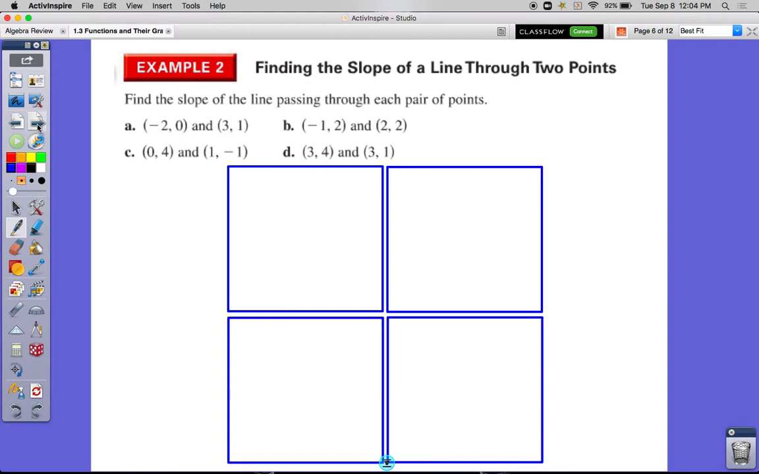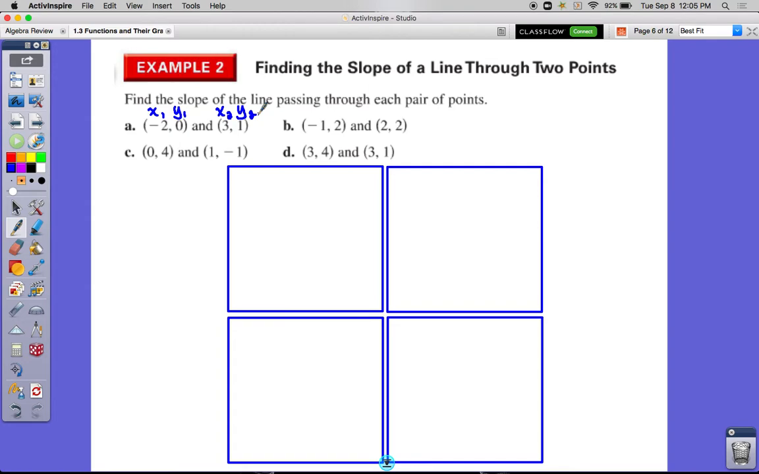Alright, so we are looking at (-2, 0) and (3, 1). What does the slope of that line look like? Well, if I want to use x1, y1, x2, y2, they don't tell me which one's which, so I just say, okay, this one's x1 just because I want it to be, and this one's y1, and this is x2, and this is y2. So I'm going to calculate that one.